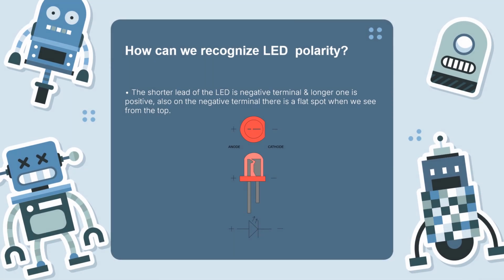Okay, an LED is a polarized component, so we need to recognize the polarity. It looks like this. The shorter lead of the LED is the negative terminal, and the longer one is positive. Also, on the negative terminal there is a flat spot when we see it from the top like this. So with these two, you can recognize the cathode and anode terminals.